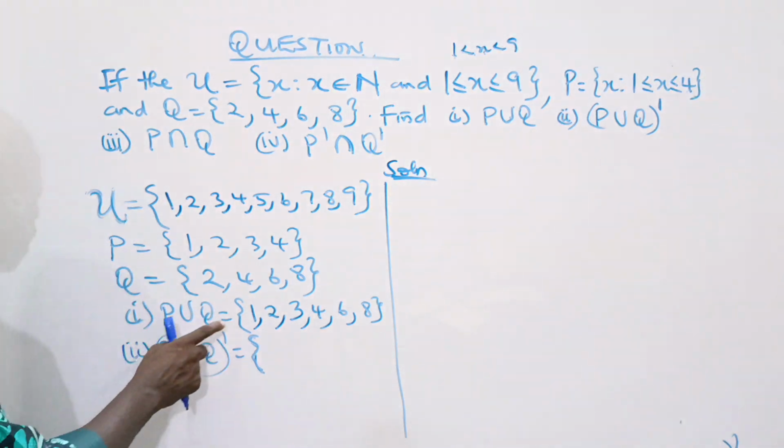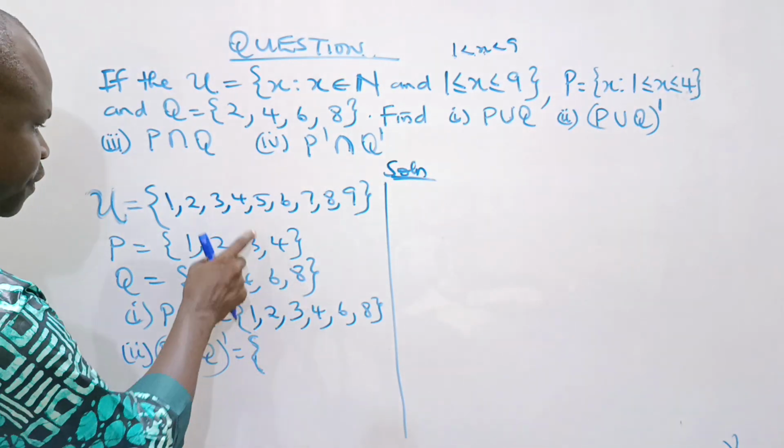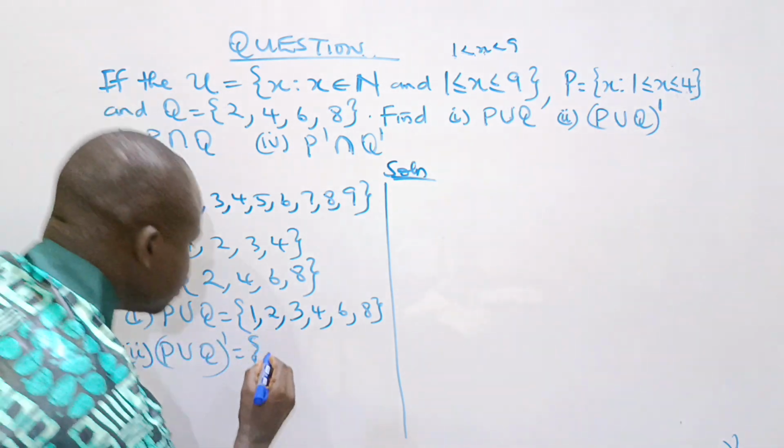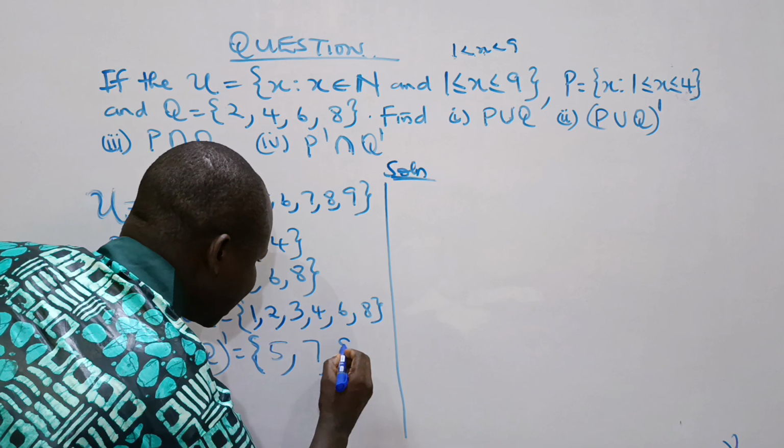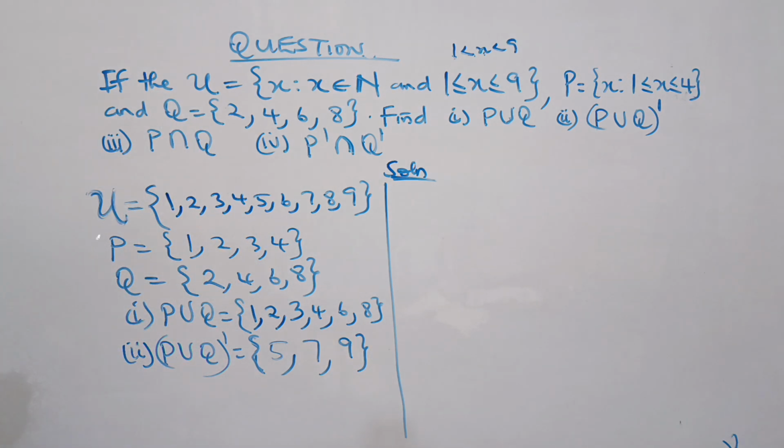And if you look at that very well, we have 1, 2, 3, 4. 5 is in the universal set, not in P union Q, so we are going to pick 5. 7, we pick 7, and 9. So the complement of P union Q will be 5, 7, and 9.